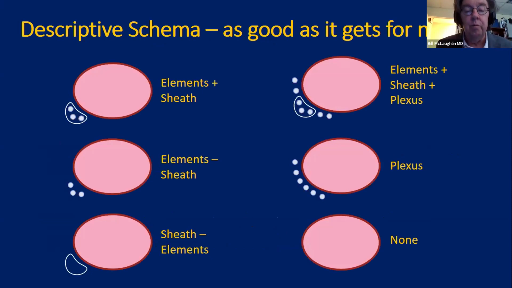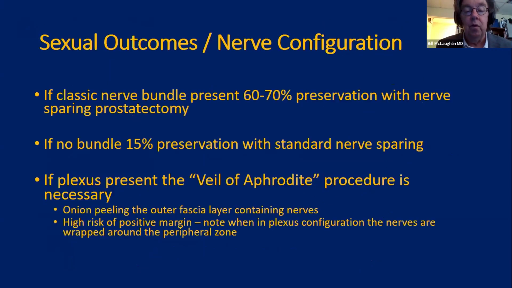I don't want to go into too much detail, but you can recognize these different patterns well enough to score this. So how does this work? If you have that nerve bundle, then 60 to 70% of the time you'll have preservation with nerve sparing. If there's no bundle and they do classic Walsh prostatectomy nerve sparing, you'll only have 15% preservation.